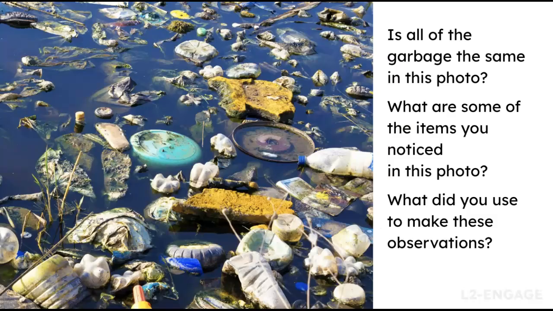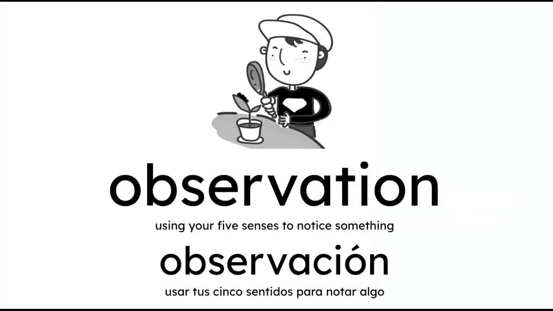Next, you will project an image of the polluted part of the Mississippi River from the Section 1 slides. You will facilitate a class discussion about the garbage in the photo, the items students notice, and you will probe students to think about what they use to make these observations. During your discussion, take the opportunity to post the observation vocab card.